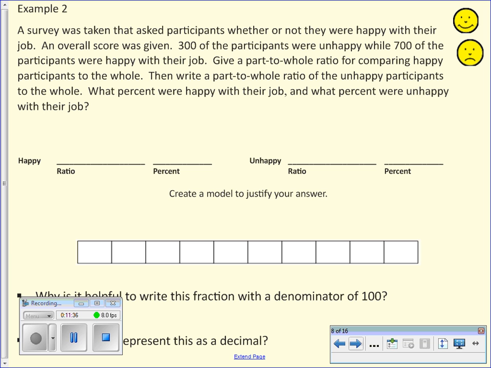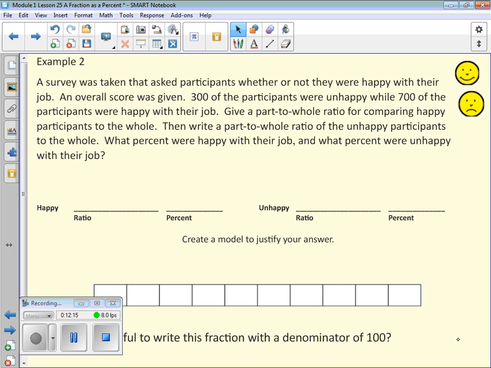Take a look at example 2. A survey was taken that asked participants whether or not they were happy with their job. An overall score was given. 300 of the participants were unhappy, while 700 of the participants were happy with their job. Give a part-to-whole ratio for comparing happy participants to the whole. Then write a part-to-whole ratio of the unhappy participants to the whole. What percent were happy and what percent were unhappy?